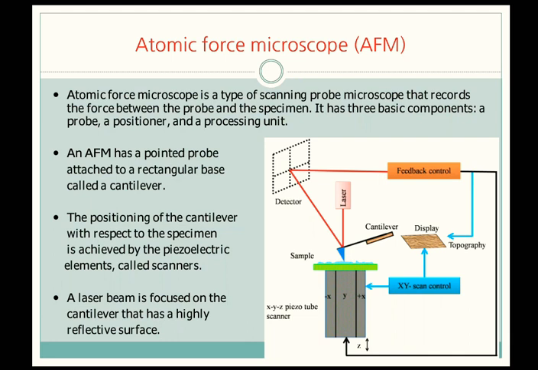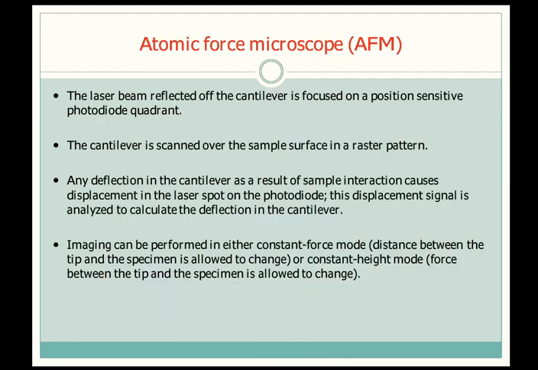So after receiving the laser beam, it is made to scan on the detector, and this is a highly reflective surface. The laser beam reflected off the cantilever is focused on the position sensitive photodiode quadrant. The cantilever is scanned over the sample surface in a raster pattern. Any deflection in the cantilever as a result of sample interaction causes displacement in the laser spot on the photodiode. This displacement signal is analyzed to calculate the deflection in the cantilever.